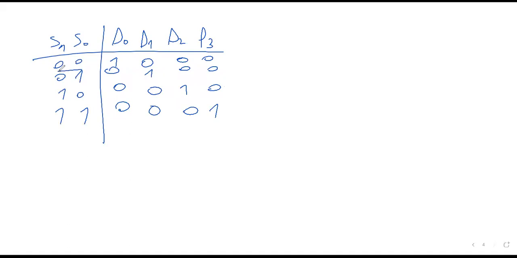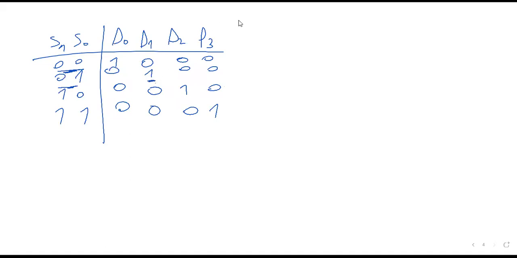So when my data selector is like this, the output which corresponds to that is only D0. My data selector is this. The only output which corresponds to that input is D1.